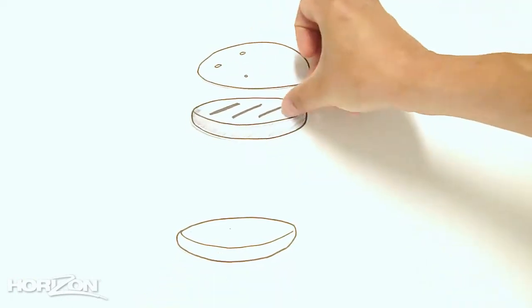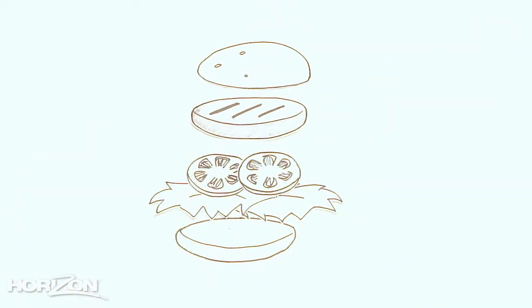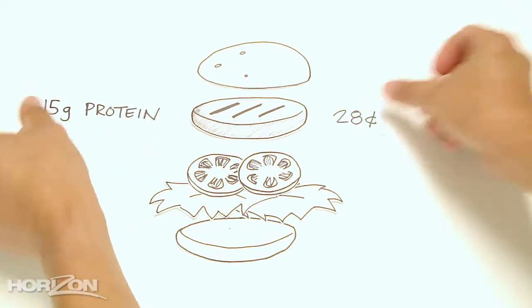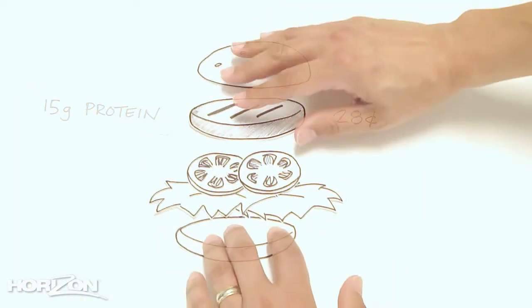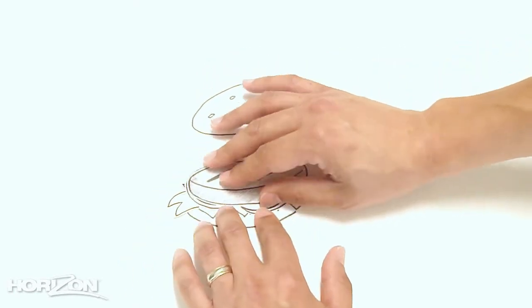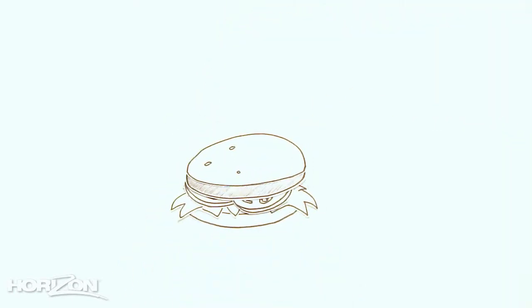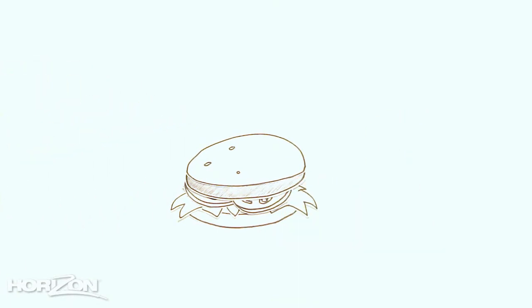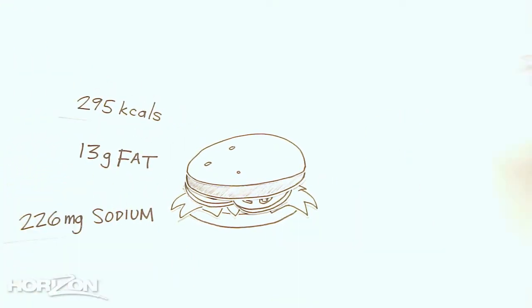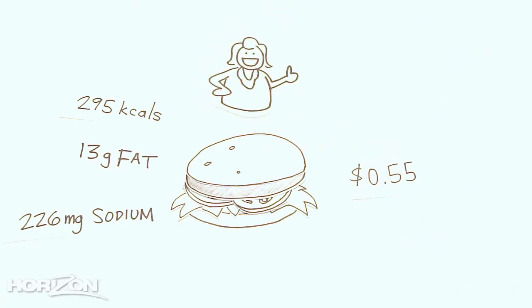Our hamburger recipe calls for a bun, a beef patty, lettuce, and tomatoes. Each of these individual ingredients has their own nutritional value and cost. When combined, each ingredient contributes to the overall flavor and appearance of the finished good. Likewise, each ingredient will contribute to the total nutritional values and overall cost of the hamburger too.